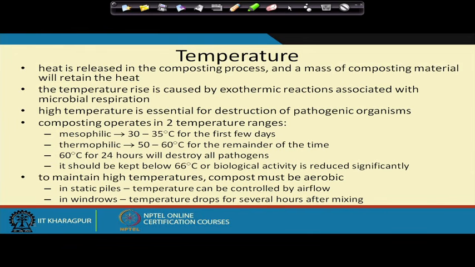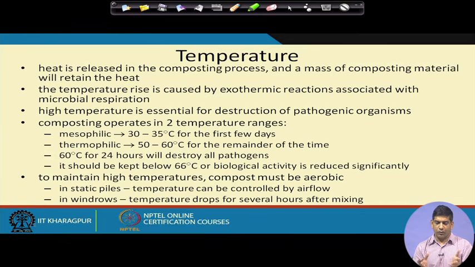And heat is released in the composting process. When the heat is released, the mass of composting material will retain the heat. It will get warm. The temperature rise is caused by the exothermic reaction associated with microbial respiration. High temperature is essential for destruction of pathogenic organisms. So at high temperature, you have pathogens getting destroyed.